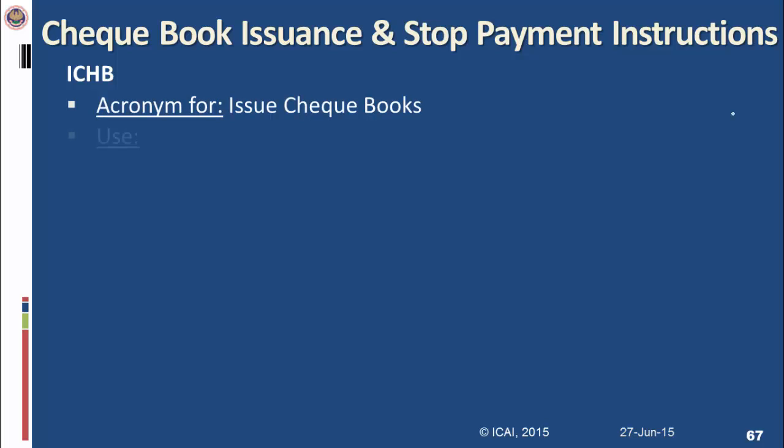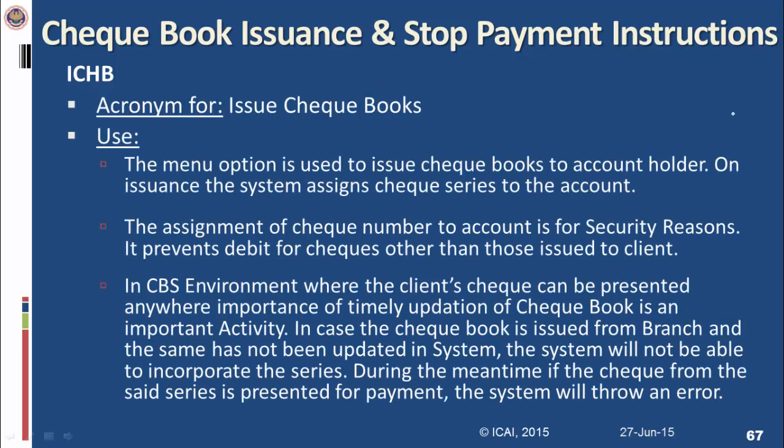Checkbooks and stop payment instruction. First we'll understand ICHB, that is checkbook. Issue of checkbook is done through ICHB. The important part we need to understand here is that all the checkbooks issued to all the customers are recorded into the Finacle system, and it has a tracking of the check numbers that have been assigned to a particular customer.